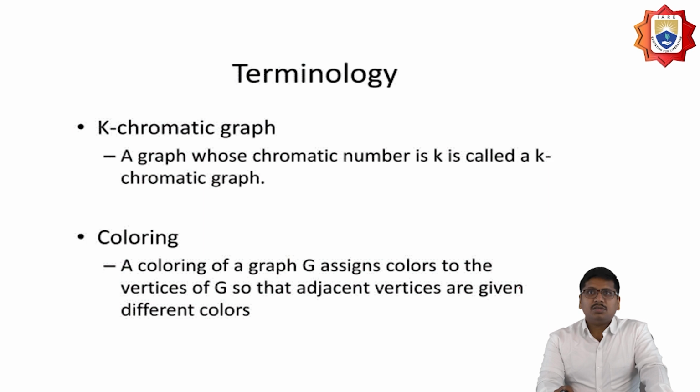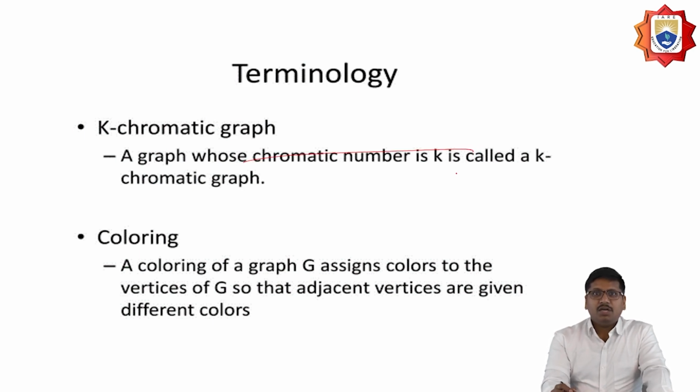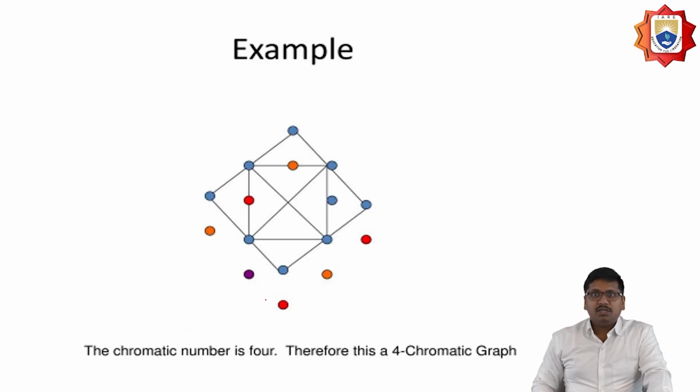And k chromatic graphs. A graph whose chromatic number is k is called a k chromatic graph. And coloring of the graph means that it is going to assign the colors to the vertices such that the adjacent vertices are going to be given different colors. Okay, so the coloring of the graph is going to assign the colors to the vertices such that the adjacent vertices are given different colors.